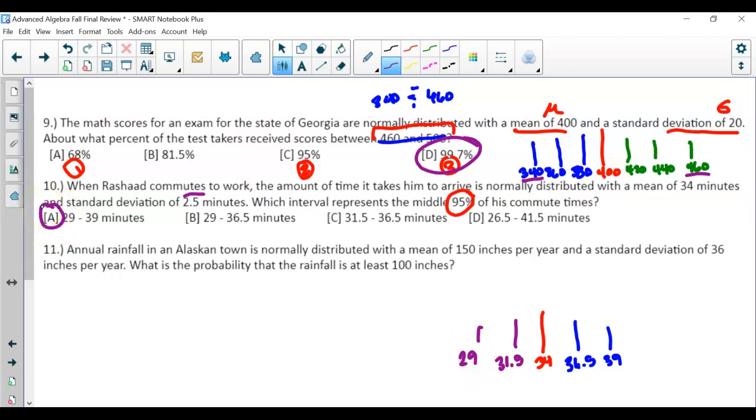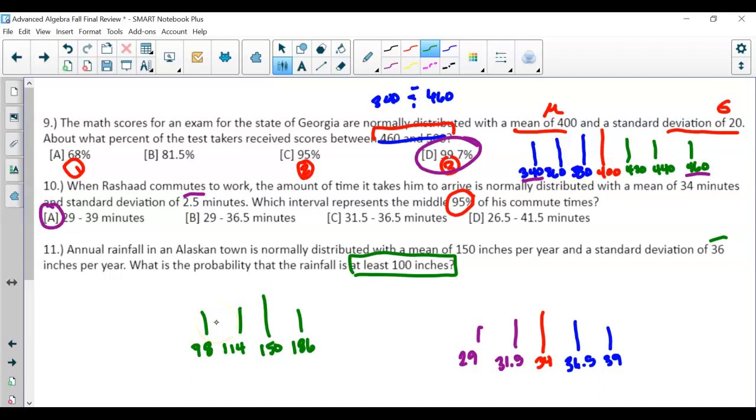So now number 11, here we're talking about the mean is at 150, with a standard deviation of 36. So we're looking for at least 100 inches. So here, 1 standard deviation is 186. Now I'm going to stop so we can see where the 100 lies. So 36, we're at 114. 36 now, but we're at 78. So now notice, was 100 on the curve?